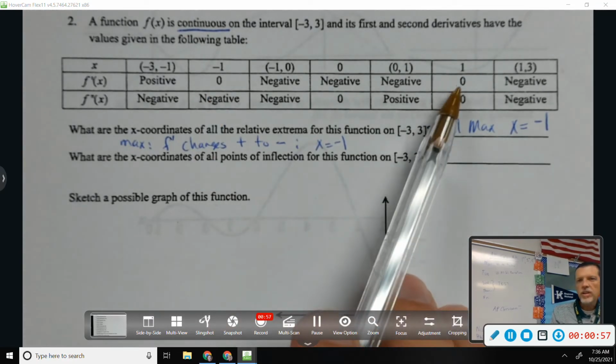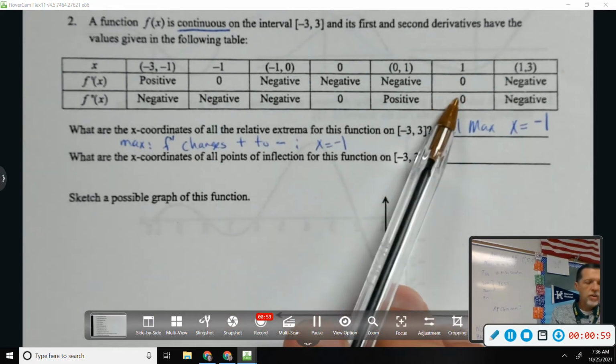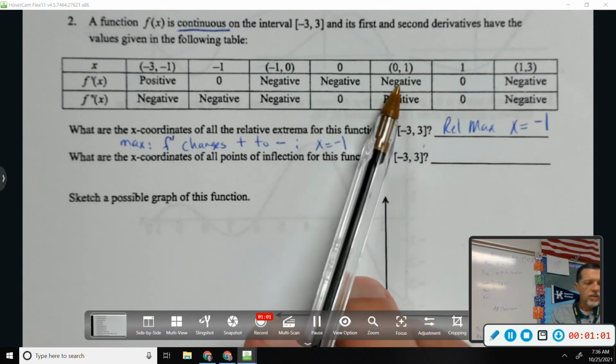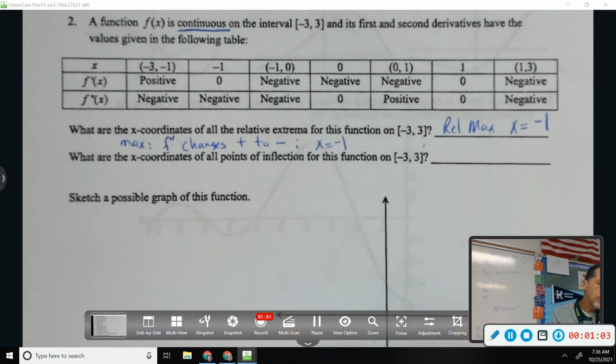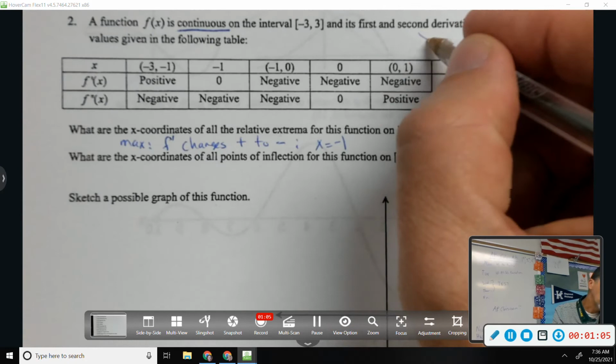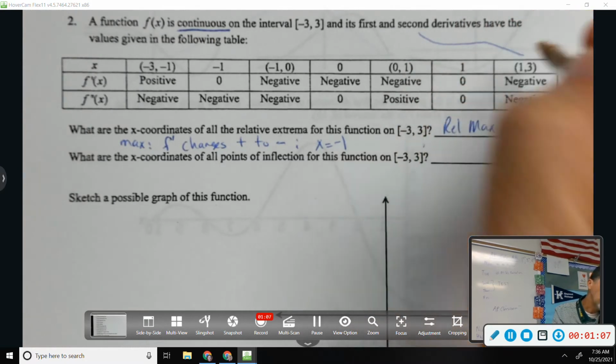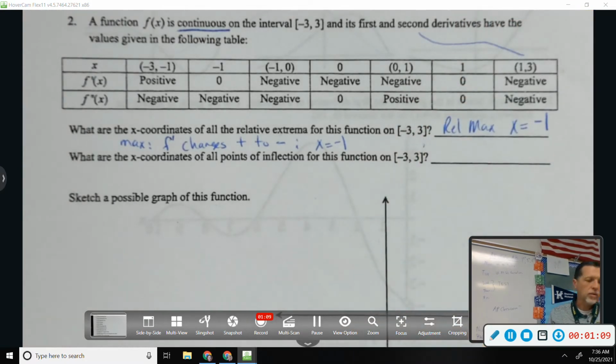There is another horizontal tangent line, but it's decreasing on the left and decreasing on the right. So that's one of those places where it's going down, straightens out, and keeps going down. So there's not a maximum in there.